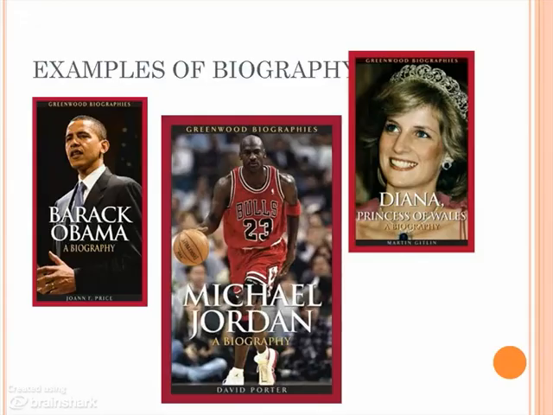Here are some examples of biographies. As you see, each of these books is about a famous person. But if you look at the bottom, underneath the title, there are different names, such as Joanne Price, David Porter, and Martin Green. These are the authors of those biographies. So each of these books was not written by the celebrity, it was written by someone else, and therefore it's a biography.